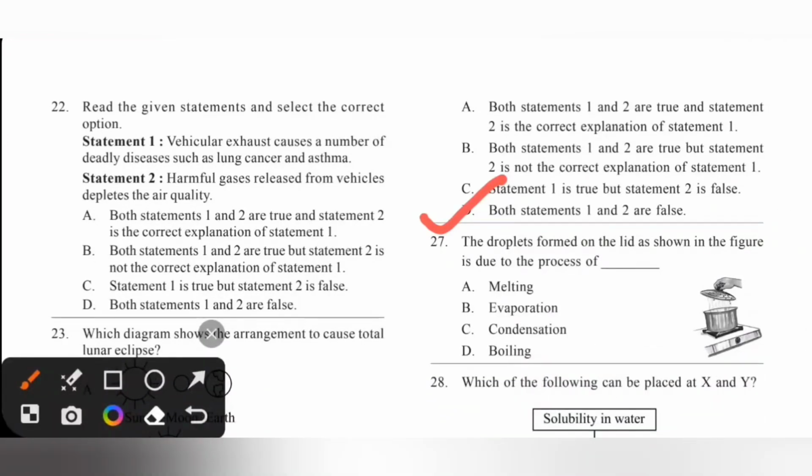27. The droplets formed on the lid as shown in the figure is due to the process of dash. So the droplets formed on the lid as shown in the figure is due to the process of condensation. So option C is the correct answer.